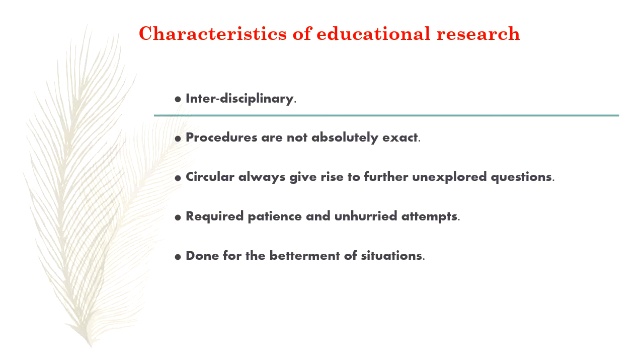And always, educational research is done for the betterment of the situation. So it is actually an attempt to improve the situations, to improve the process of the entire education system. Whatever research is done in the education field is always done with an objective to improve the situations, to improve the teaching learning process, to improve the overall education system.